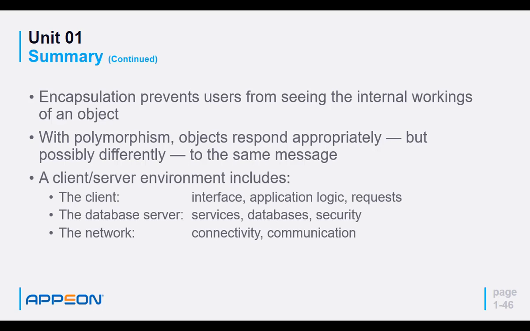A client-server environment includes the client, the database server, and the network, of which you can see here the client controls the user interface, the application business logic, and how to manage requests for different things. The database server is responsible for serving up the data, handling things like security, and maybe distributing the workload across another database server. We're doing automatic backups. And the network, of course, is the connectivity and communication that you need.